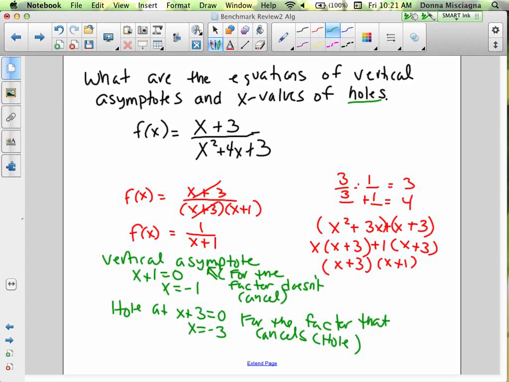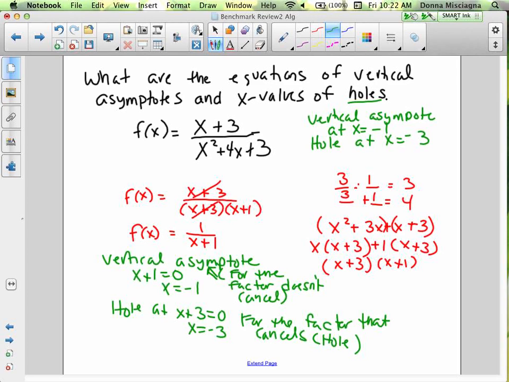So a vertical asymptote, actually I'll write it up here. A vertical asymptote at x equals negative 1, right? And a hole at x equals negative 3. I keep checking, make sure I have the right signs there.